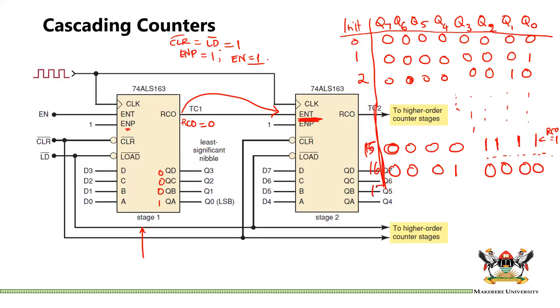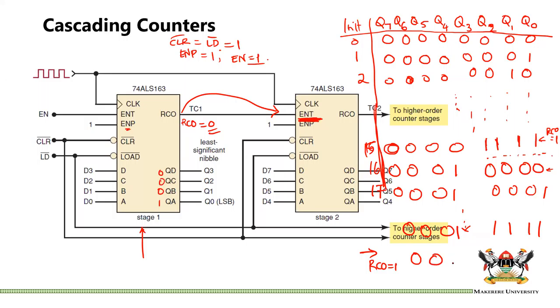So on the 17th pulse, because this is now 0000, RC naught goes back to 0, meaning that this will count, but this will still put 0001. It will now count again the time that this one reaches back its terminal state, which is 1111, meaning that you will have 0001. But in the next stage, RC naught will still be 1, meaning that you have another count here, 0010, and then 1111, and so on.